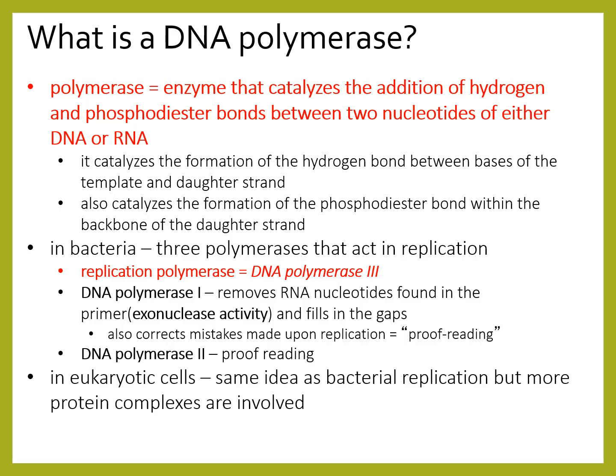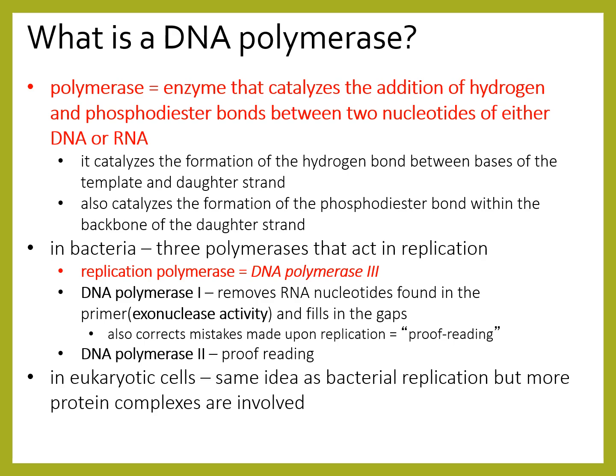It's removing incorrect nucleotides, correcting them, and putting the right one in. We call this proofreading. DNA polymerase 2 is also thought to be involved in proofreading. Now, the reason why we're doing this is that there are basically 3 DNA polymerases in bacterial replication.